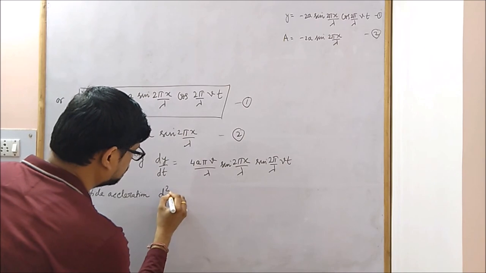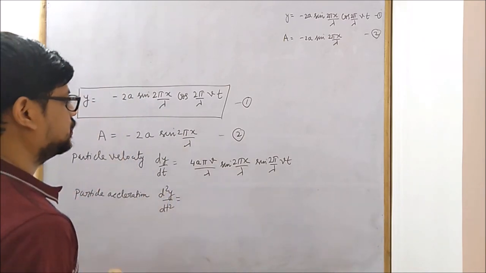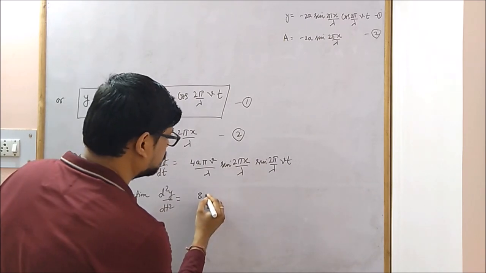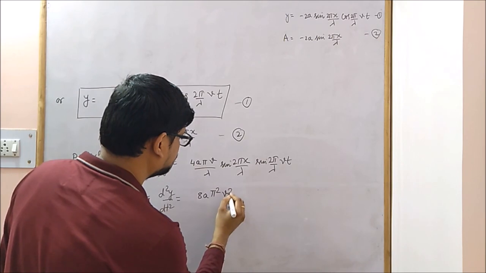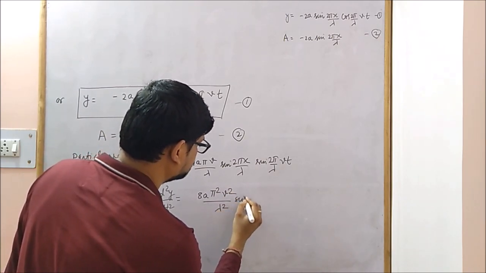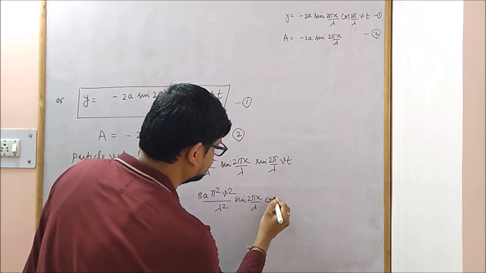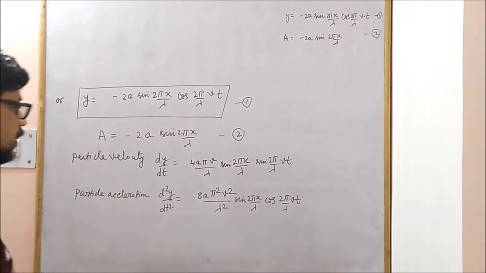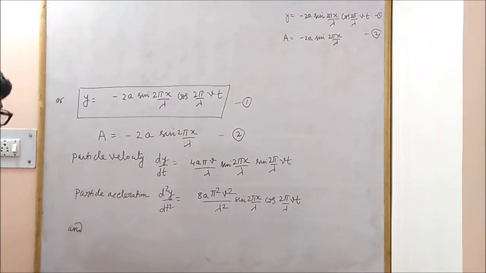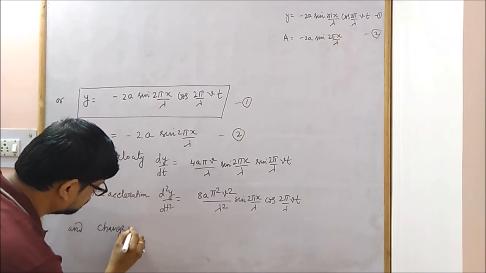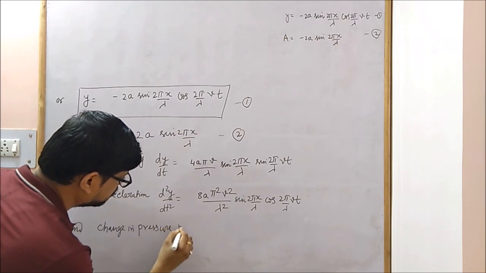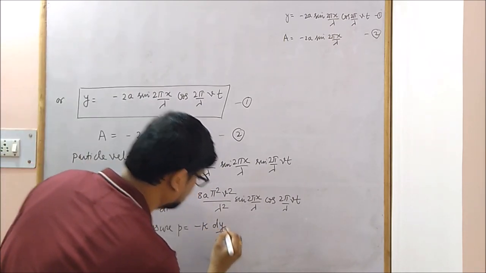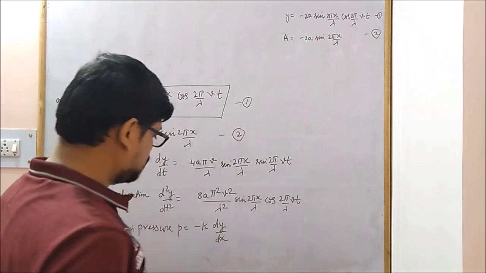and particle acceleration is d2y by dt square, and this is equal to 4 into 2, that is 8 a pi square v square by lambda square sine 2 pi x by lambda cos 2 pi by lambda vt. And change in pressure p equal to minus k dy by dx. We have already studied it, where k is the bulk modulus.